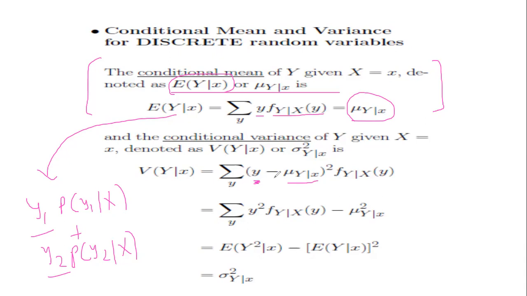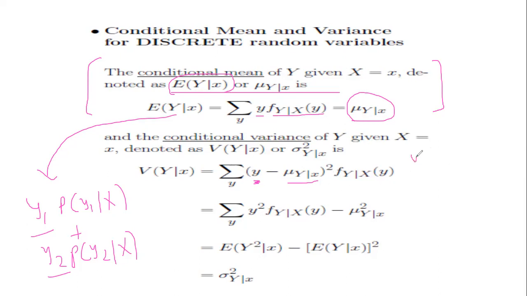This is the deviation from the mean: y1 minus the mean, plus y2 minus the mean, but we multiply this by f(y given x), the probability. We do not do this in the normal case, so please pay attention. In the case of the conditional variance, it is not simply the value minus the conditional mean squared.